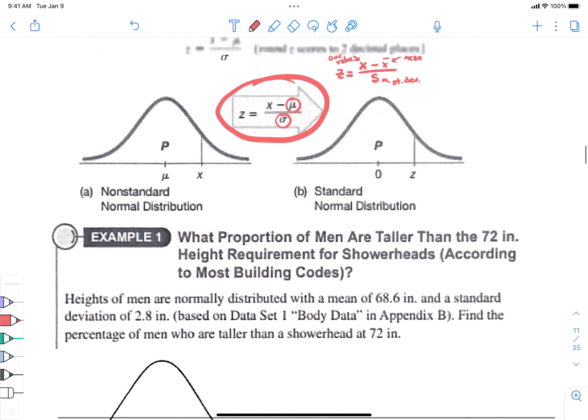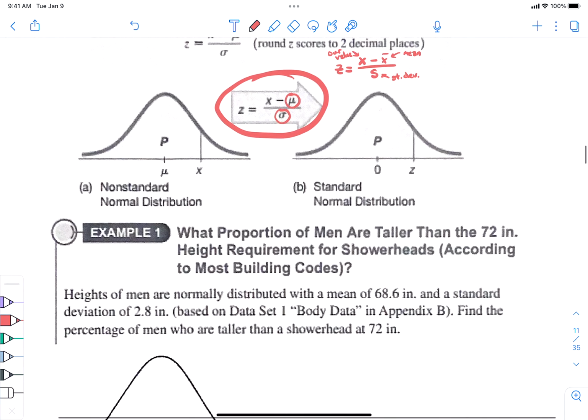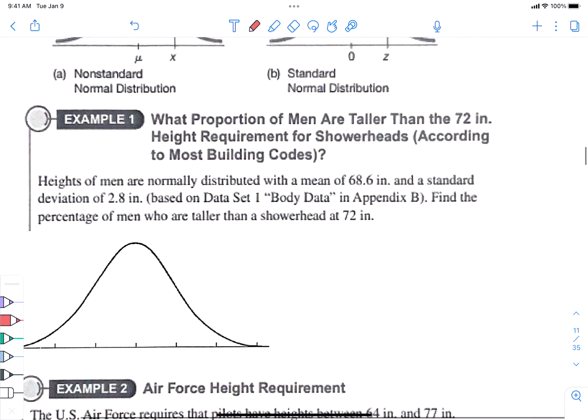All right, example 1. What proportion of men are taller than 72 inches? Heights of men are normally distributed. Write everything down so you don't have to reread. With a mean of 68.6. What is that? X bar. I'm going to write it down. 68.6. That's my middle number, right? If I put it in the middle, 68.6.